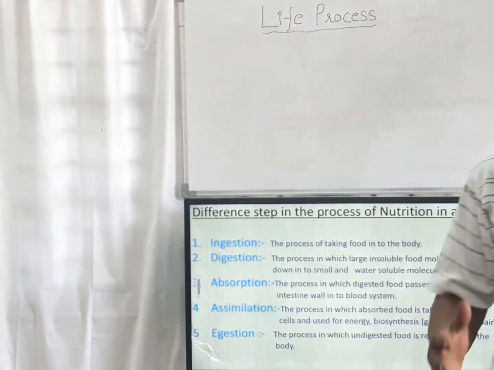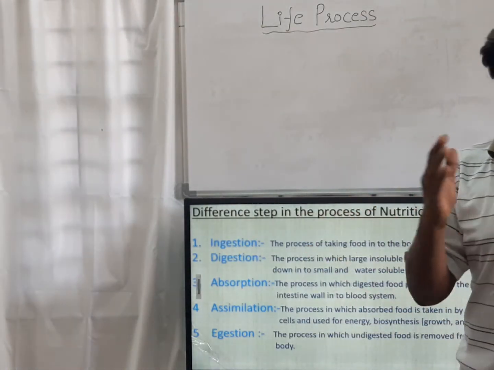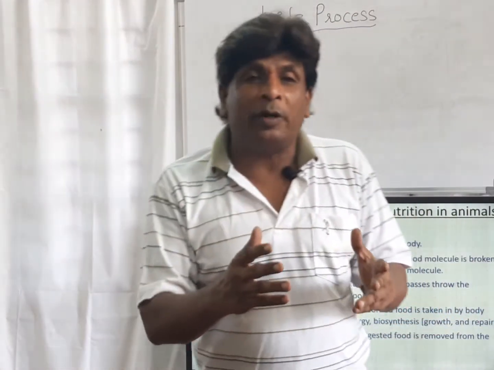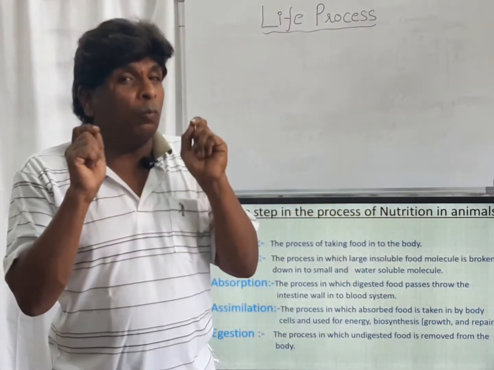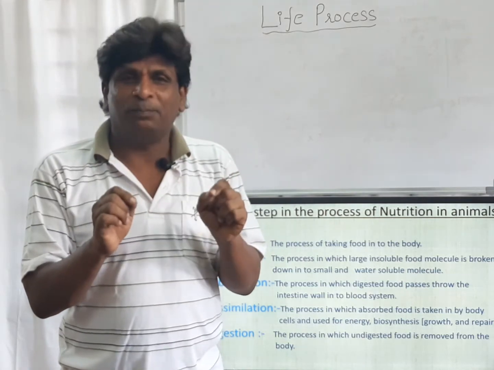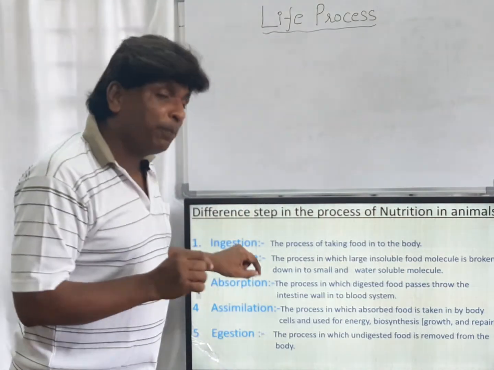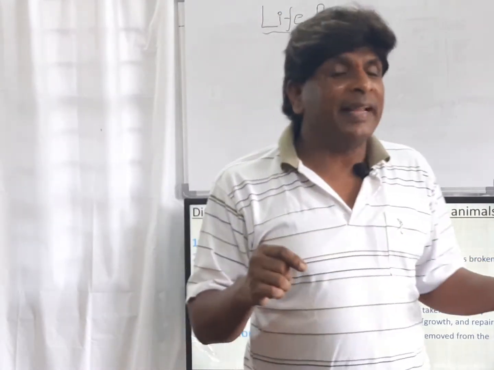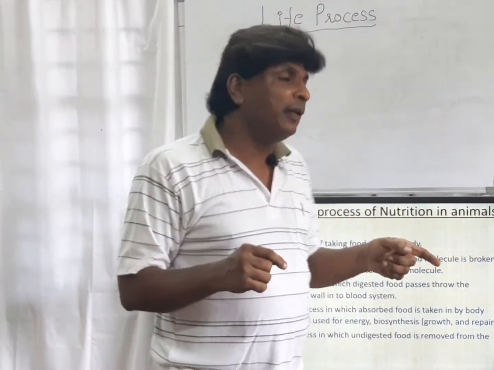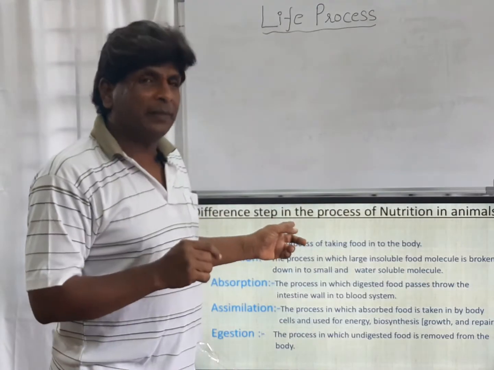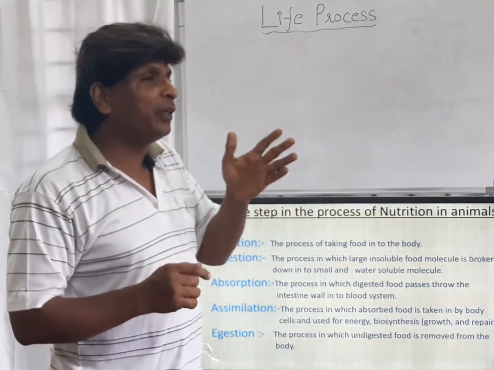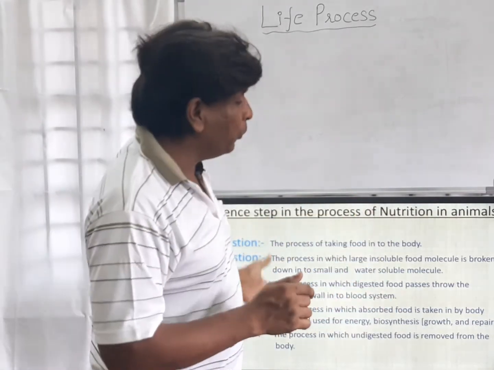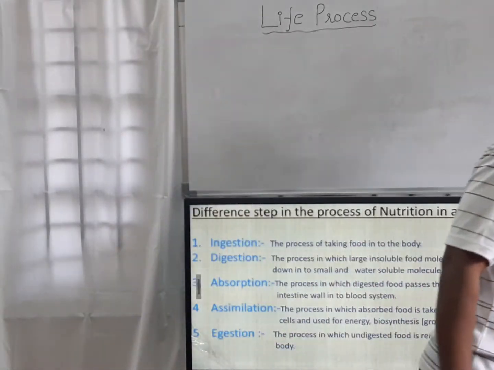See friends, how systematic the methods are in our body. The organs in our body do their own work regularly. So this type of digestion method is there in animals. So this type of nutrition we are calling nutrition in animals. This type of nutrition is there in animals, friends. Okay.